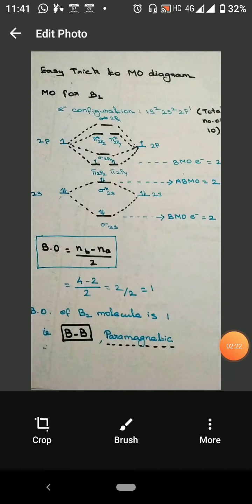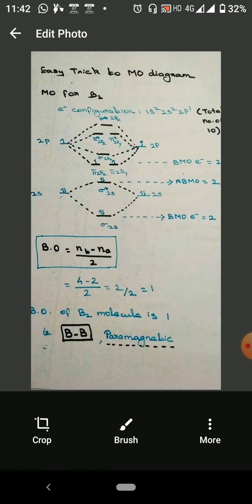Okay, now first take the example of the boron molecule. The electronic configuration of boron is 1s2 2s2 2p1. That means the atomic number of boron is 5. So the electronic configuration is 1s2 2s2 2p1, and the boron molecule has 10 electrons in total.